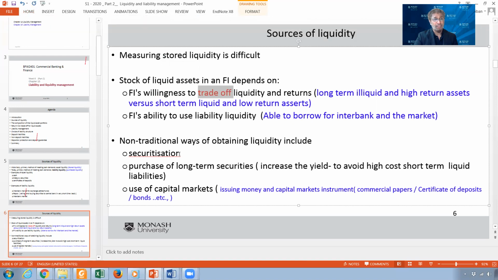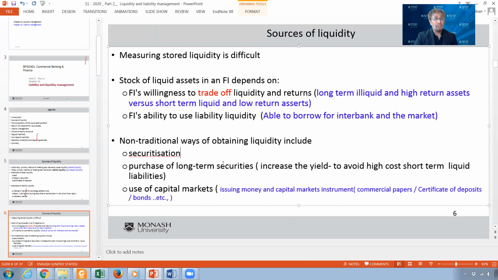Now, there are also some non-traditional ways of obtaining liquidity, which we already know. Securitization, where we can sell all our loans to a special purpose vehicle who will sell them to investors. And at the same time, you can exchange those illiquid loan assets for cash. This is how to get more liquidity.